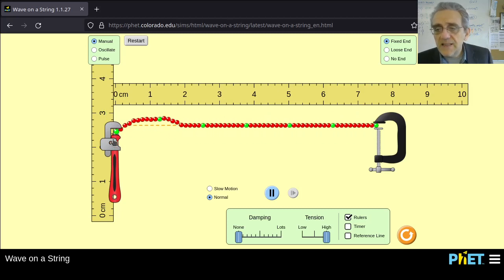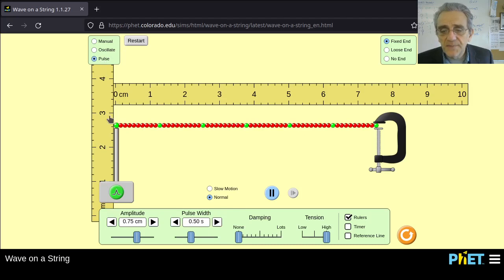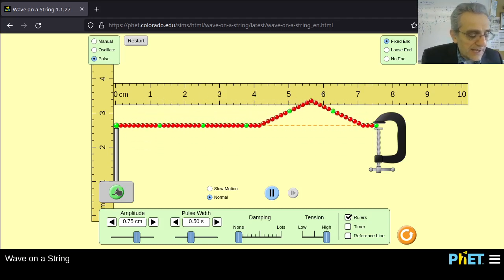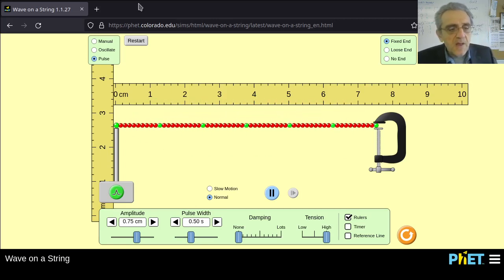You can see that when the wave comes back, it is in fact inverted. Now if I restart this and click on pulse and I send a pulse, if I go click, you can see that the wave indeed, when it is reflected from the fixed end, is inverted. So let's put that down as one of our discoveries. Okay, so actually I forgot we already wrote that down in our notes. Let's try the other one now.